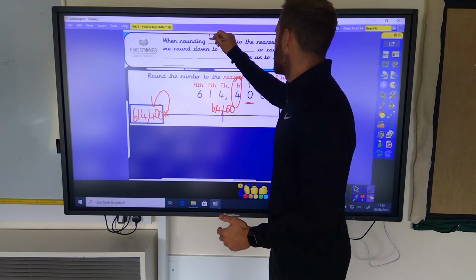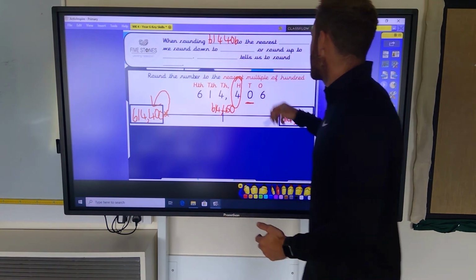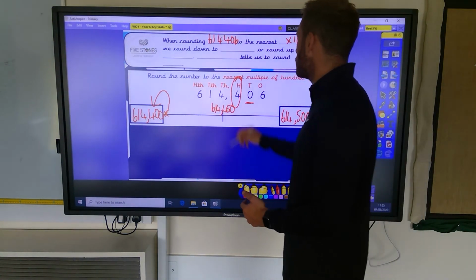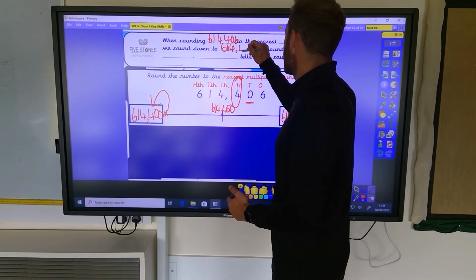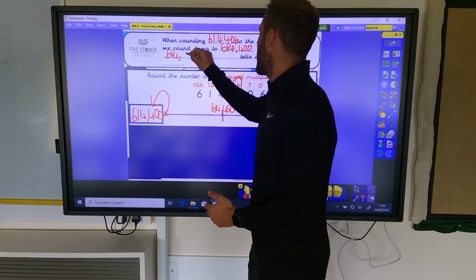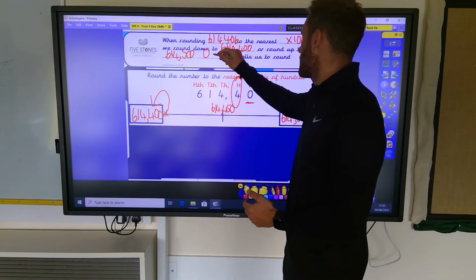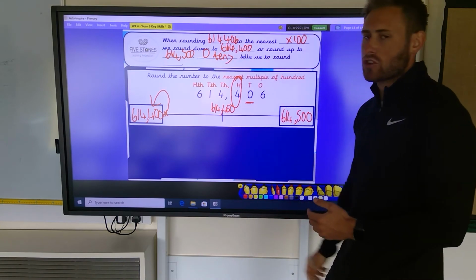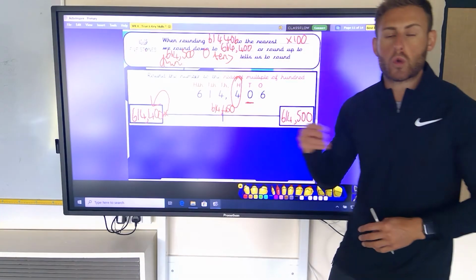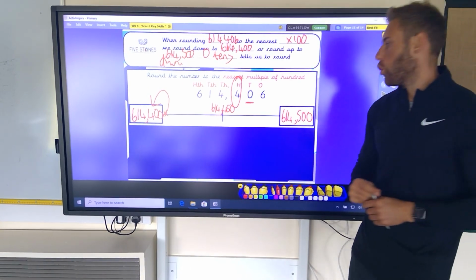So when rounding 614,406 to the nearest multiple of 100, we round down to 614,400, or we round up to 614,500, but the 0 tens tells us to round down. And that's why we say when it's 4, 3, 2, 1 or 0, we round down. If it's 5, 6, 7, 8, 9, we round up.